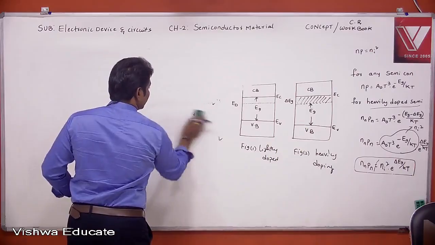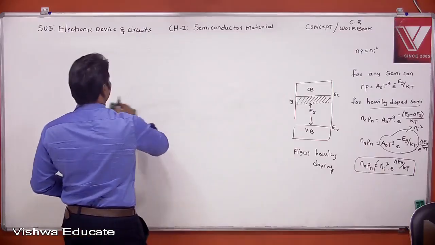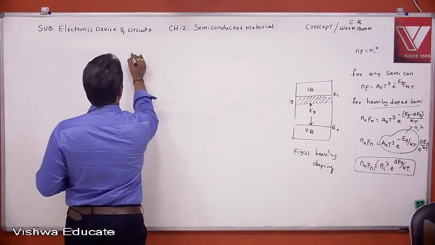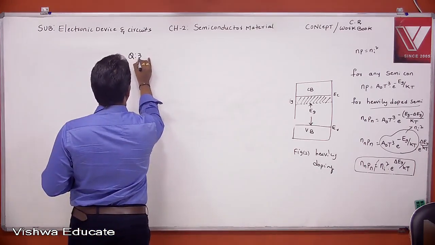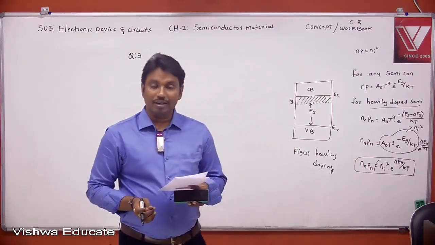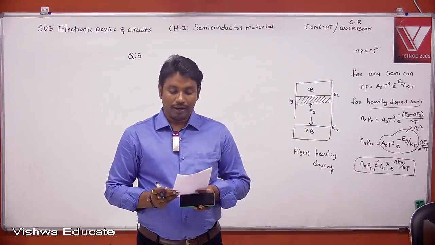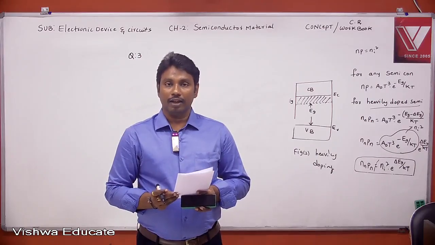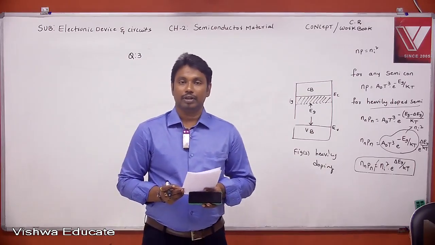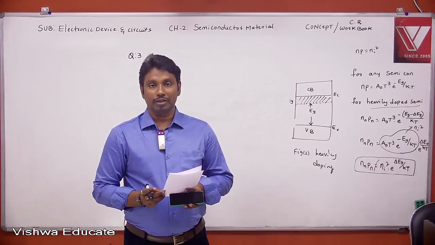Write down a question. In classroom workbook, question number 3. A pure silicon sample has Ni equal to 1.5 into 10 power 10 at room temperature.